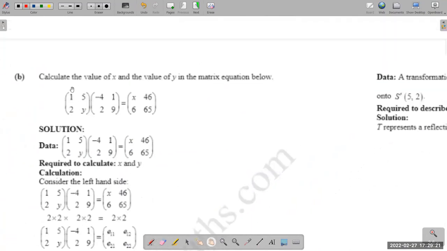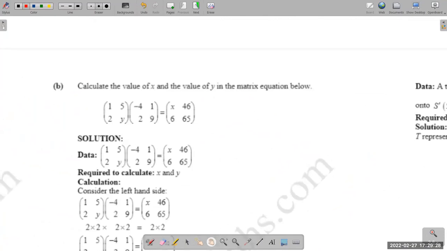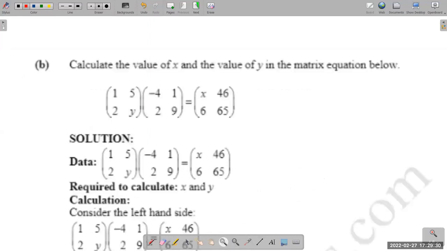So it says here, calculate the value of X and the value of Y in the matrix equation below. So my first question to everybody is, let's call this matrix A, let's call this matrix B. What is happening between the two of them? And this is the answer. The answer is C. What operation is happening between A and B?